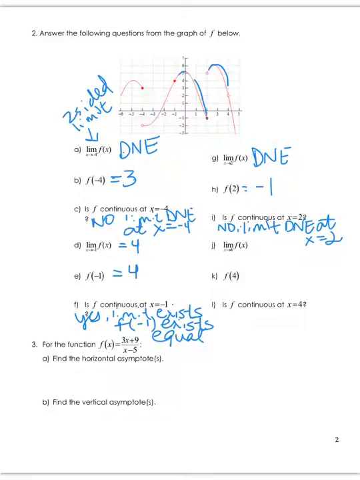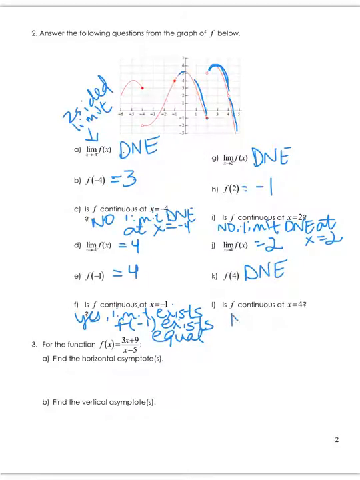All right, the limit as I approach 4. So as I get closer and closer to 4 from the left, I get closer to 2. From the right, I also get closer to 2. So the limit is 2. F of 4 does not exist, though, because there's no closed-in circle anywhere on 4.